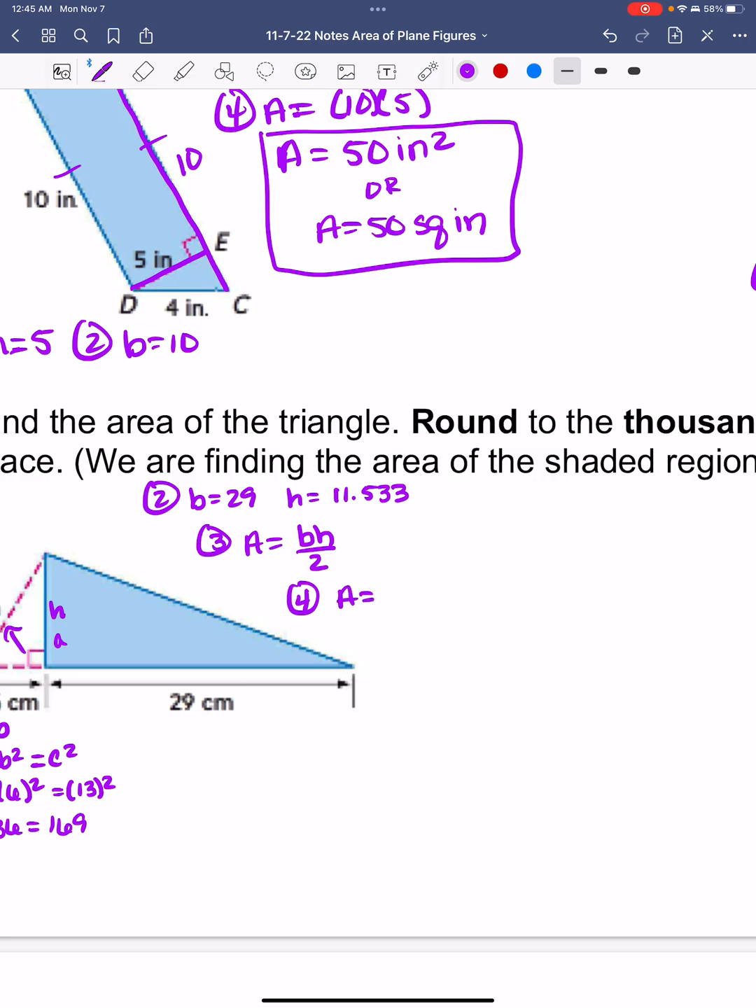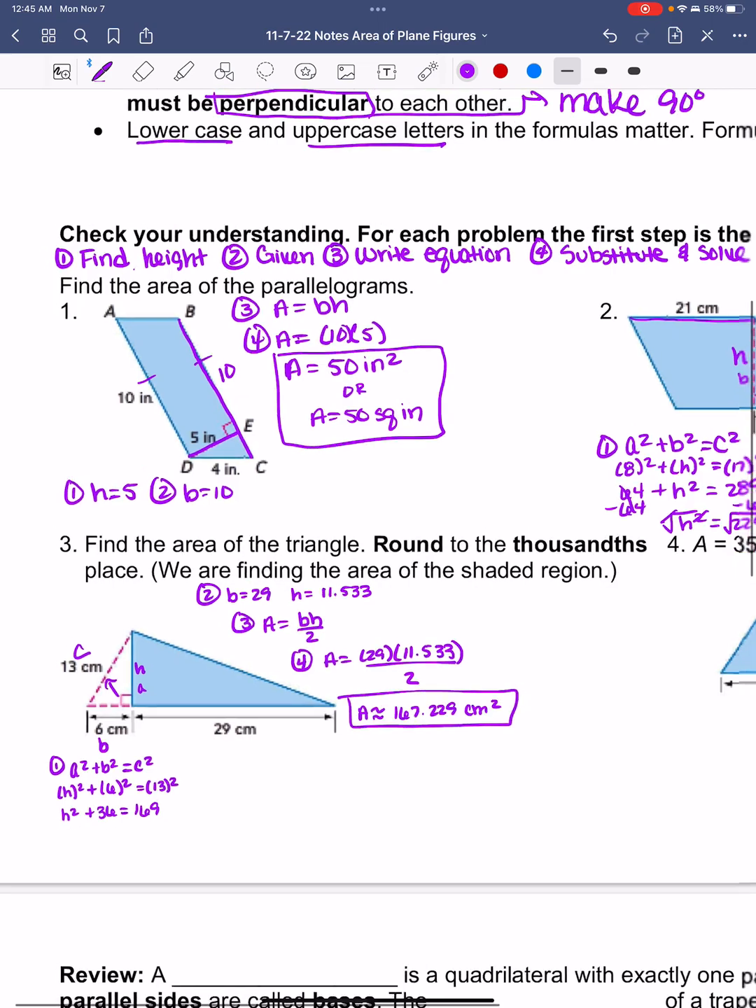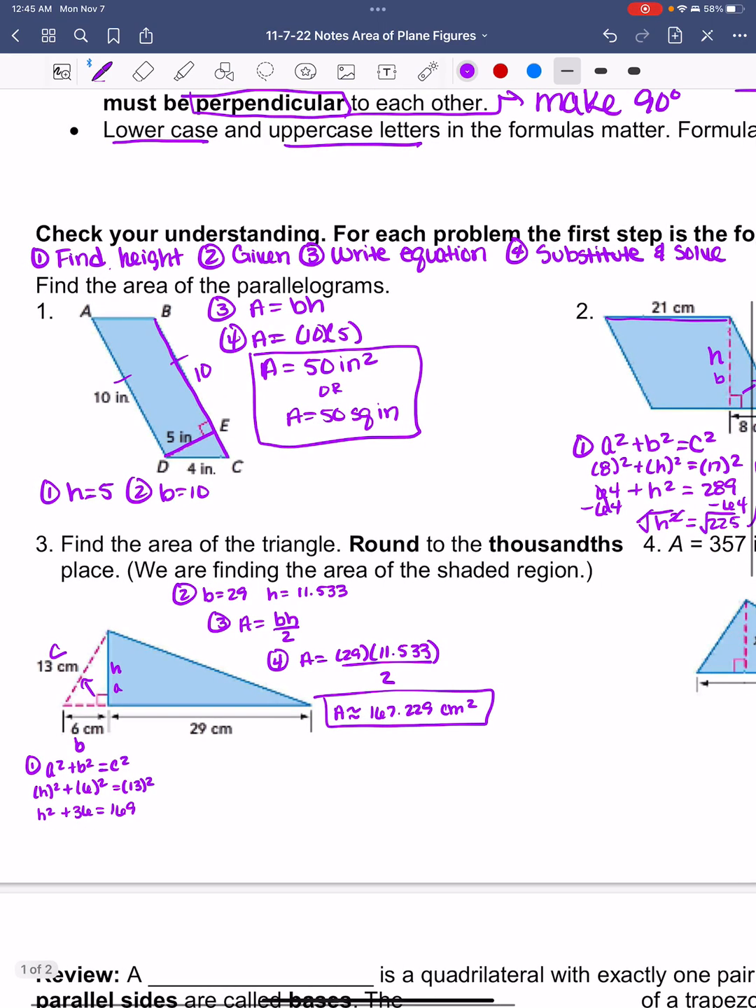So A is going to be 29 times 11.533. That is all going to be divided by 2. Once you put that in your calculator, it's going to look just about 167.229 centimeters squared. Please, whenever you're taking these notes, make sure you're actually practicing putting this in your calculator. Otherwise, you're just going to be lost whenever you do it by yourself.